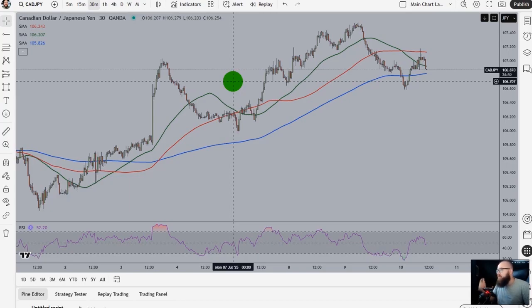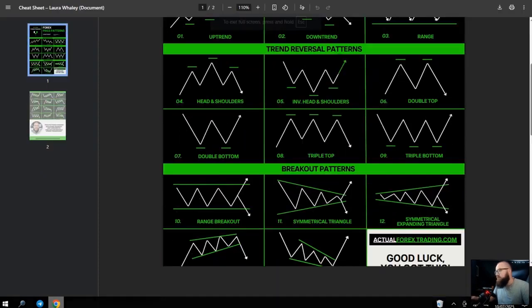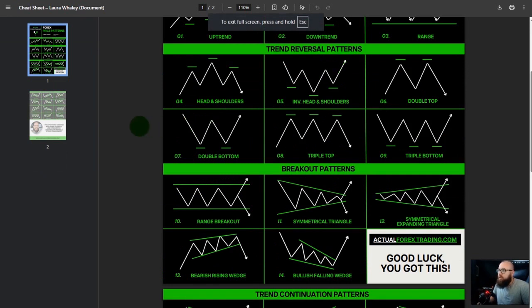So that's double top, double bottom. The next patterns here are a triple top and a triple bottom. So it's the same principle, okay, where price cannot push any higher. You get like a 3 top or a 3 bottom.